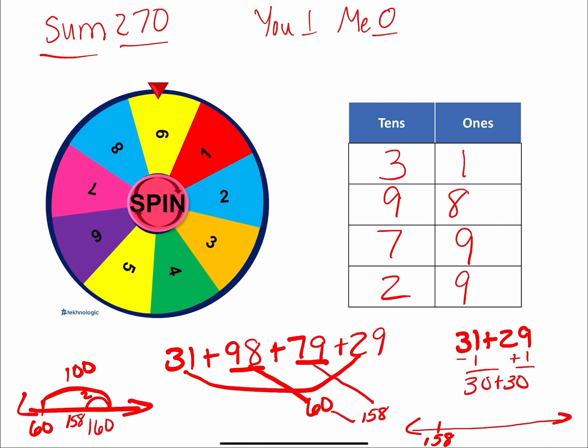I know 79 is really close to 80, so instead of doing 79, I'm going to do 80. So I know when I add tens, my ones stay the same, and I've got 8 tens and 15 tens. 15 tens and 8 tens is 23 tens, so it's 238. So I'm at 238. But that's 1 too many, so I have to remove 1, and now I'm at 237. So my answer comes down to 237. So I got 237 and you got 270.